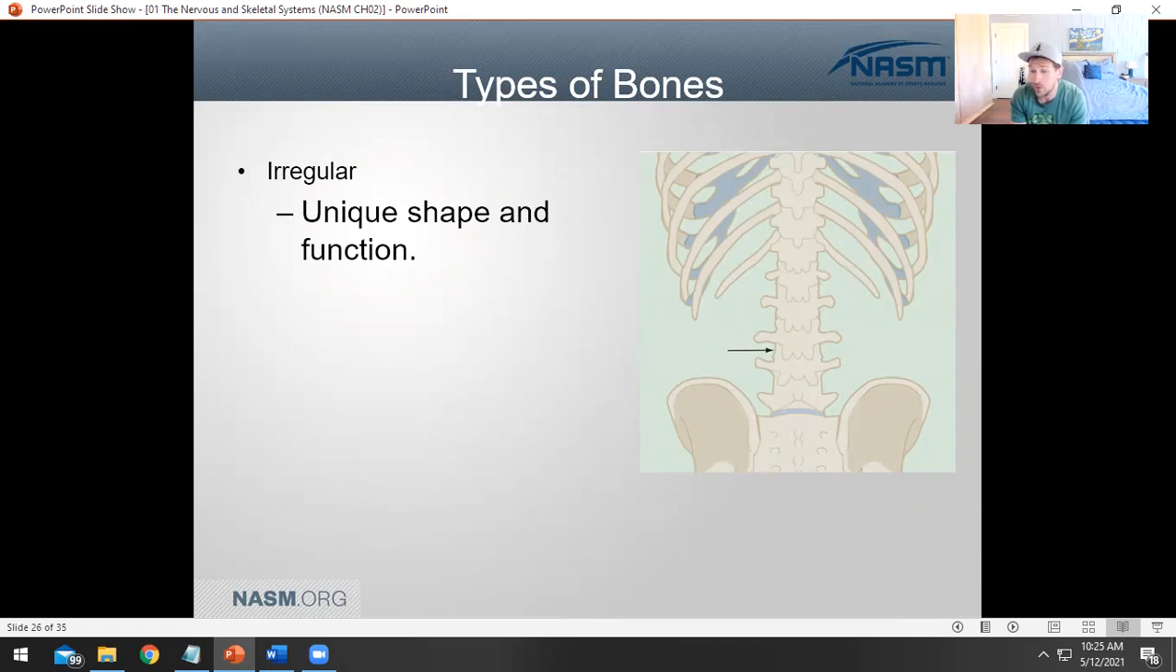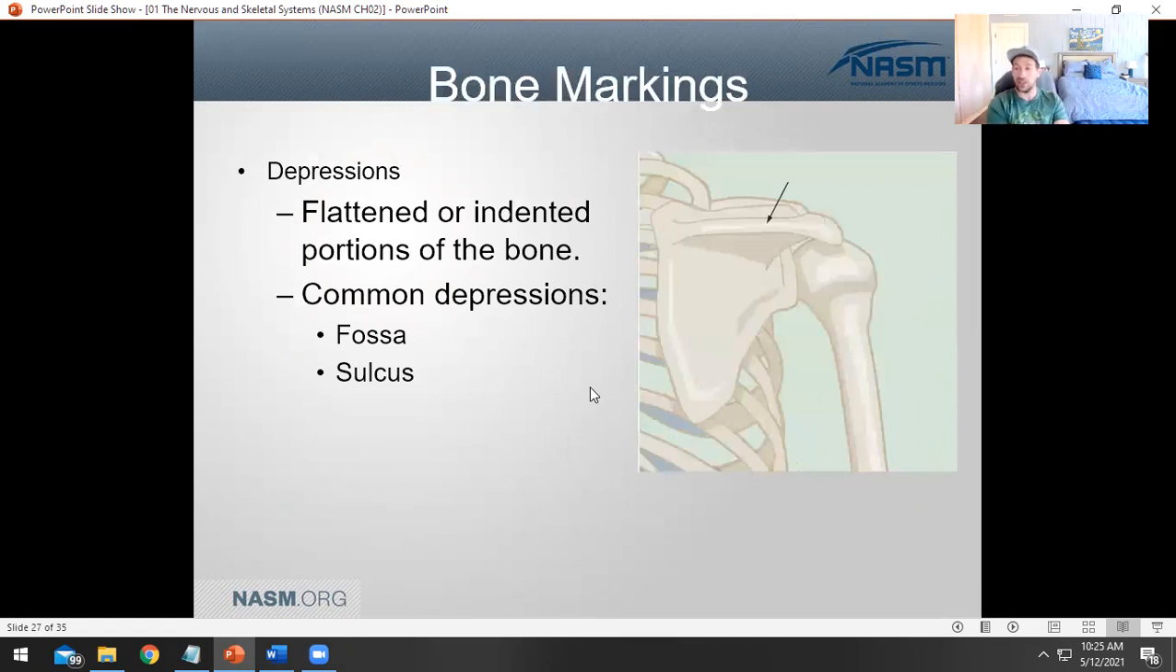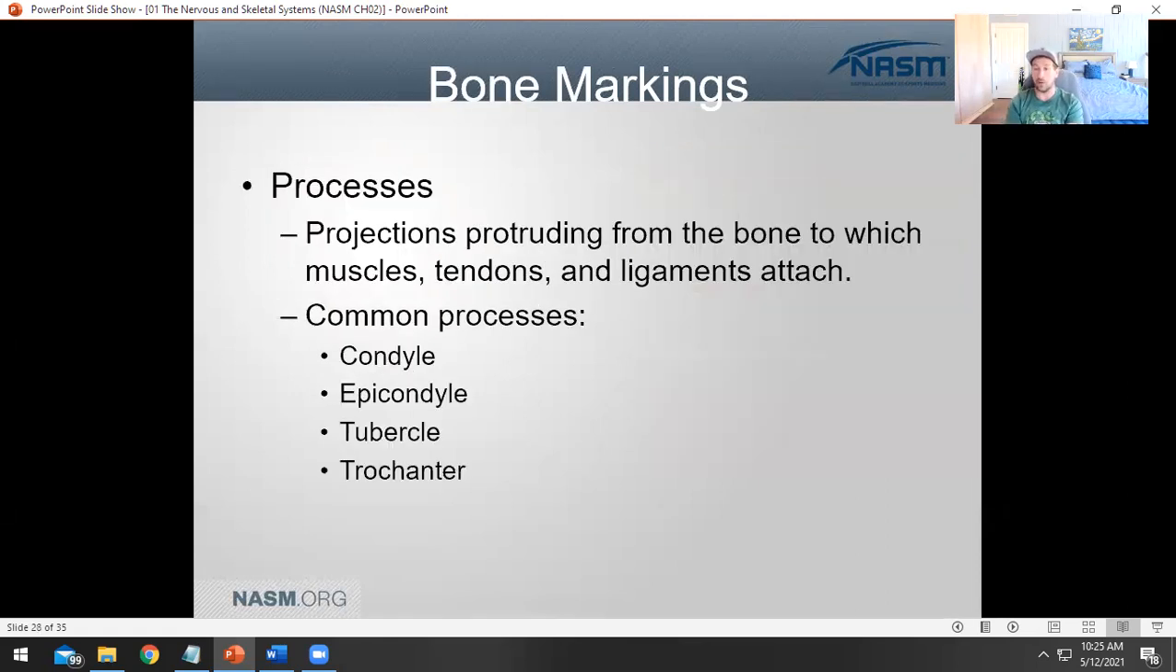Then you've got irregular bones, which have a really unique shape and a really unique function. Each of your individual vertebrae are considered irregular bones because they are just very uniquely shaped. So those are the main big categories of our bones. And then we've got different really cool markings on our bones, right? You've either got flattened or indented portions of your bones, which we call a depression, or we've got projections from our bones, which we call processes.